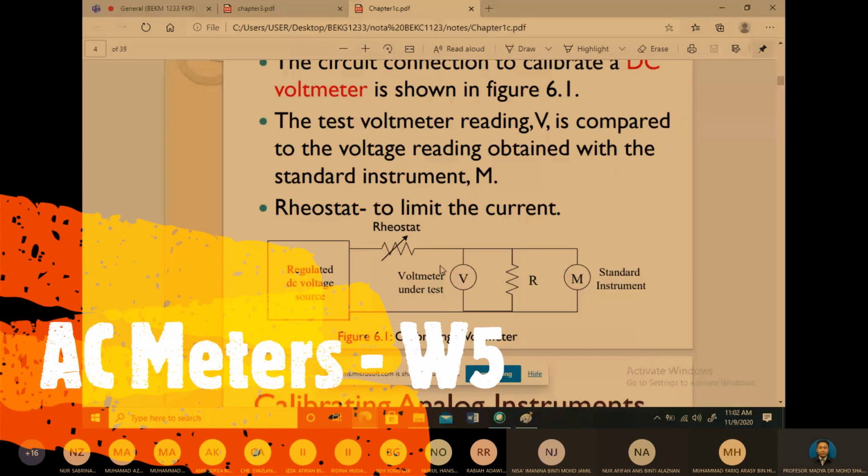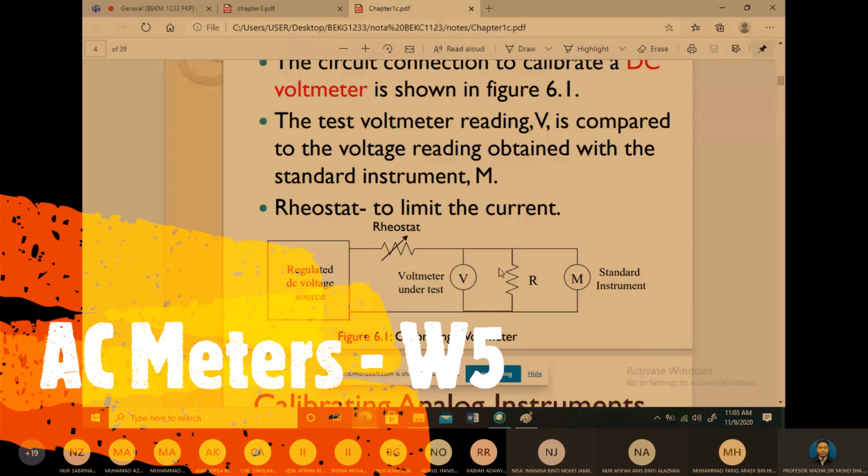So to test the voltmeter reading V, we compare it to the voltage reading obtained with the standard instrument. The function of the rheostat here is to limit the current flow to this circuit. Okay, that is how we calibrate our voltmeter.